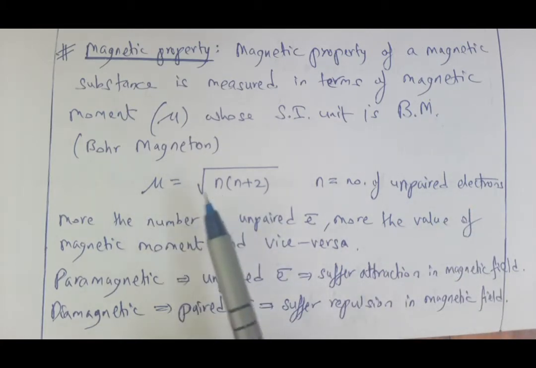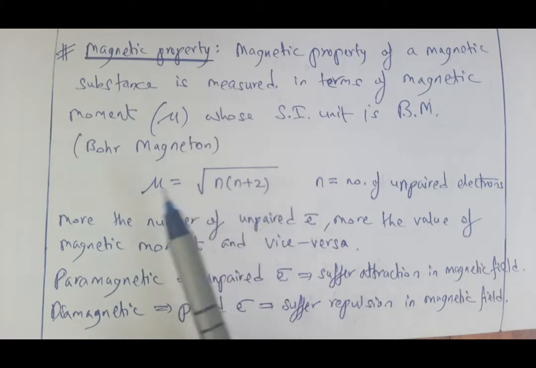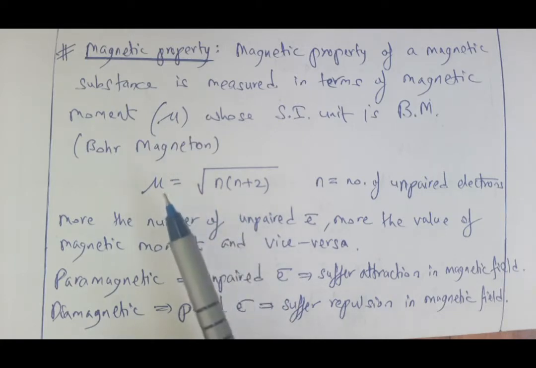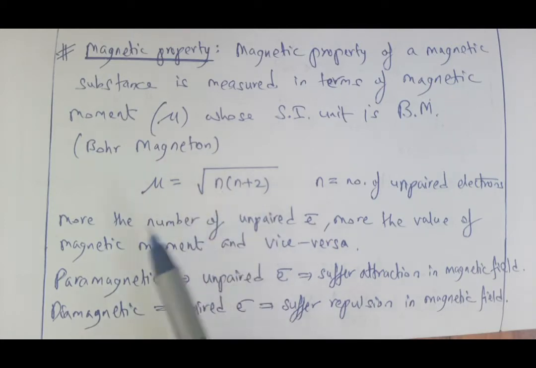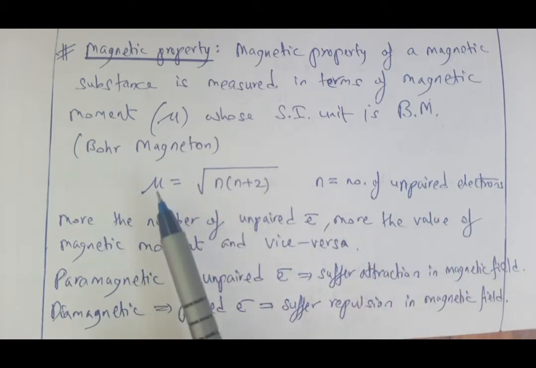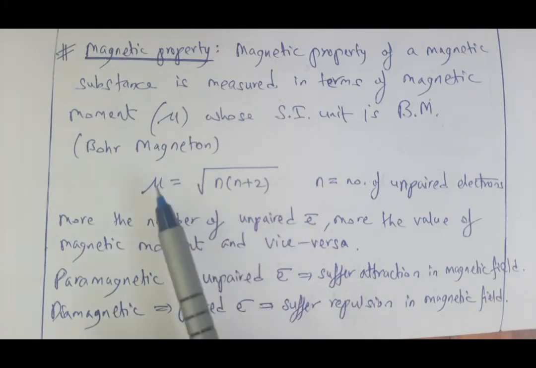And you know that they are directly proportional. So the more the number of unpaired electrons in an element, the more will be the magnetic moment and the more will be the magnetic property. The less the number of unpaired electrons, that is n, the less the magnetic moment and the less the magnetic property. And vice versa, if the number of unpaired electrons is less, the magnetic moment value will also be less.